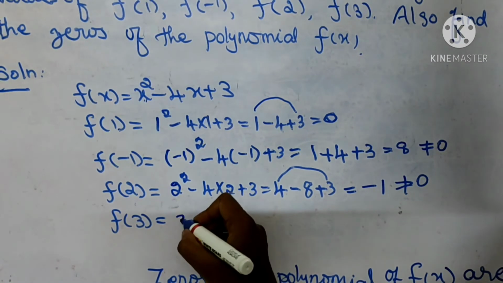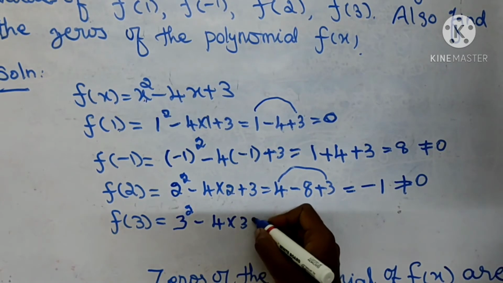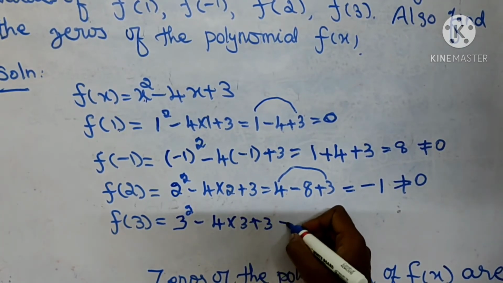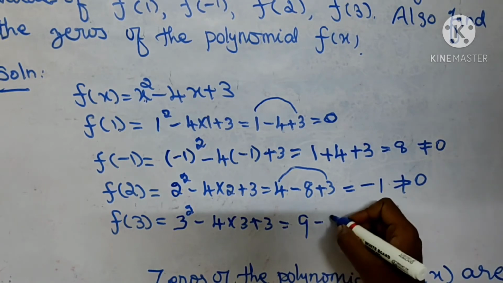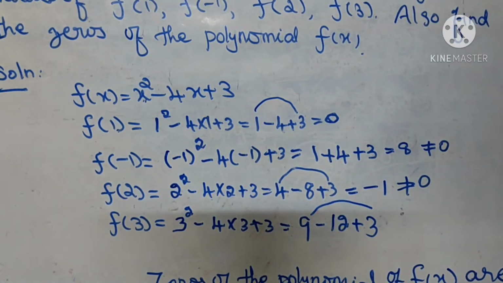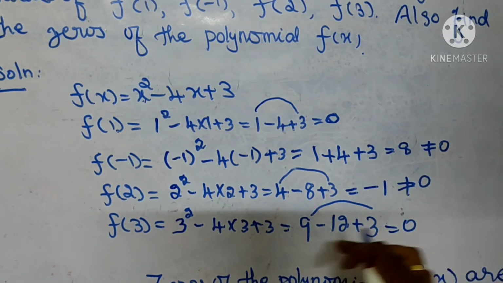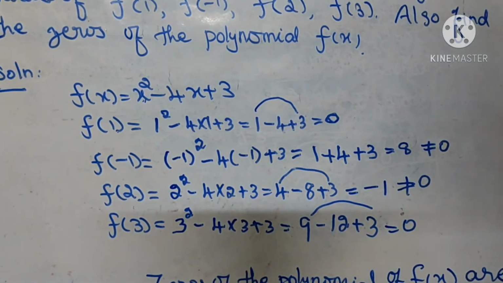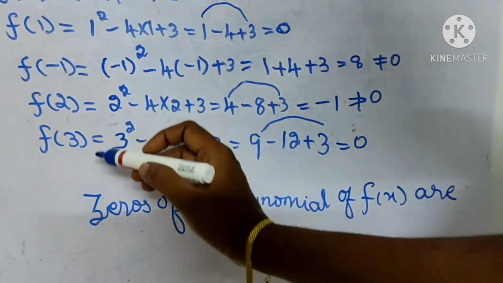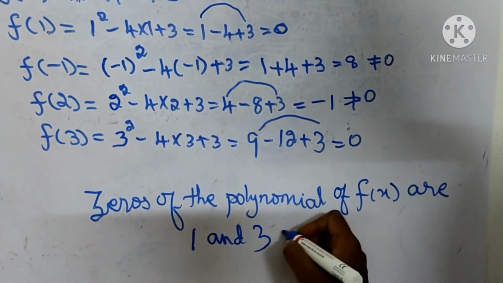Then f of 3. Substitute 3 in place of x. So 3 square minus 4 into 3 plus 3. 3 square is 9, minus 4 threes are 12, plus 3. So 9 plus 3 is 12, and 12 minus 12 is equal to 0. We get the polynomial value equal to 0, so this 3 is the zero of the polynomial. So what are the zeros of the polynomial? 1 and 3 are the zeros of the polynomial. This is the answer.